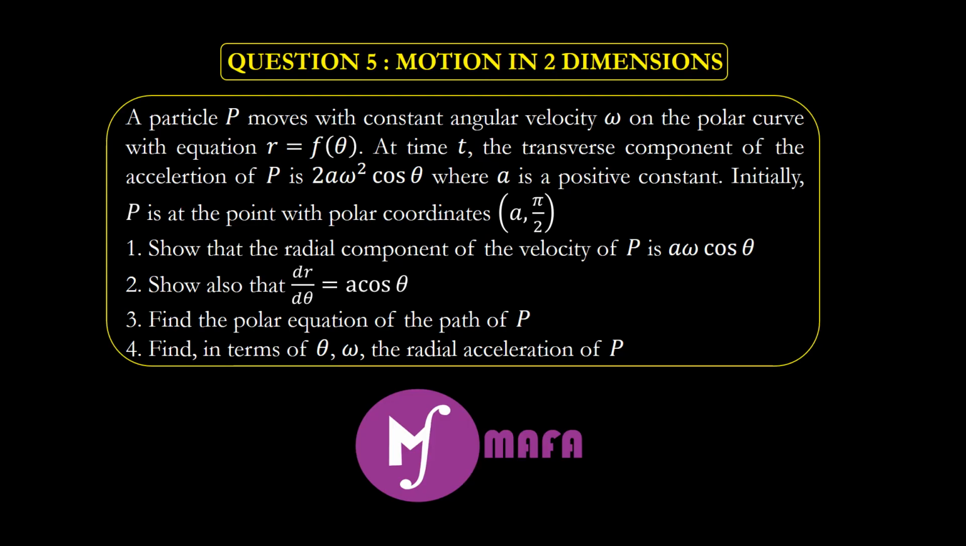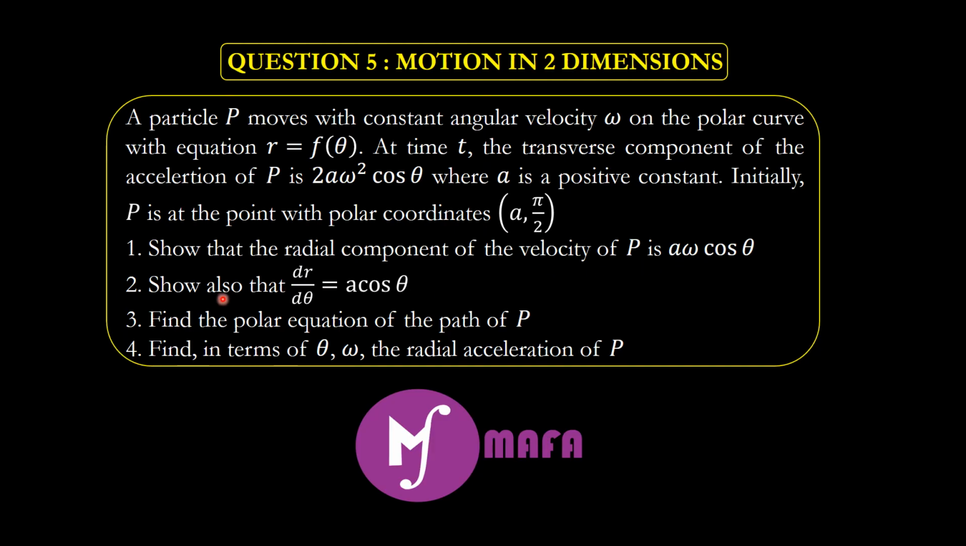Okay, the last but not the least, question 5, motion in 2 dimensions. It reads, a particle P moves with constant angular velocity omega on the polar plane with equation r equal to f of theta. At time t, the transverse component of the acceleration of P is 2a omega squared cos theta, where a is a positive constant. Initially, P is at a point with polar coordinates a, pi on 2, 1, 2, 3, and 4, 1. Show that the radial component of the velocity of P is a omega cos theta, 2.